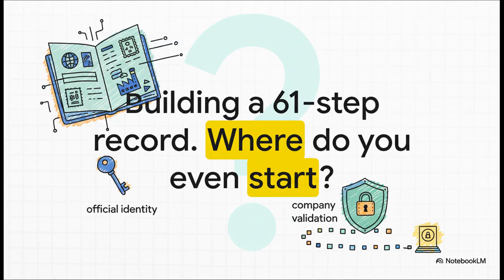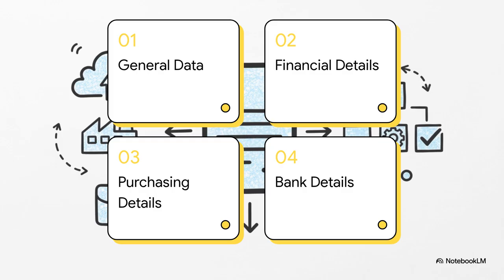Let's reframe this. Let's not think of it as just boring data entry. Instead, let's imagine we're building a digital passport for a brand new supplier. This passport is going to give them an official identity inside our company, and we're going to build it together, piece by piece. And we're going to build this passport in 4 super logical chunks. It's really straightforward. First, the foundation, their basic info. Then we get into the money side of things. After that, we'll sort out the purchasing stuff, and finally, make sure they actually get paid. Breaking it down like this makes the whole thing way less intimidating.